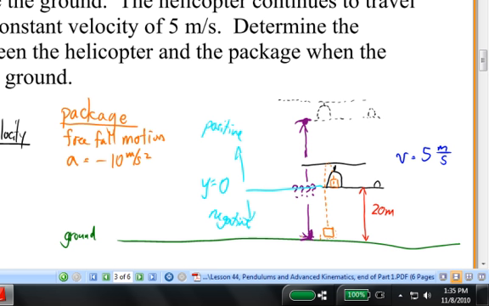Since the package is moving upward with the helicopter before it's released, then it shares the helicopter's initial motion. And so the initial velocity of the package is also going to be plus 5 meters per second. And since it starts at the same position that the helicopter does, then its initial position is also going to be at the origin, y equals 0.